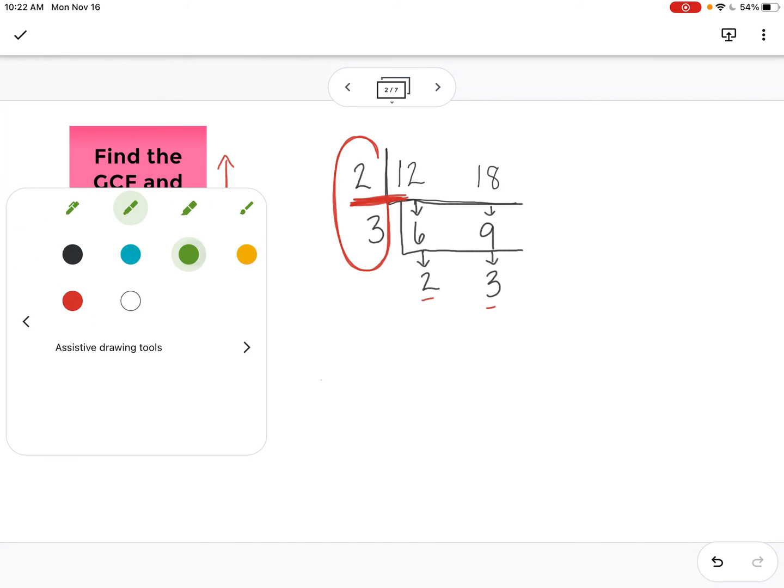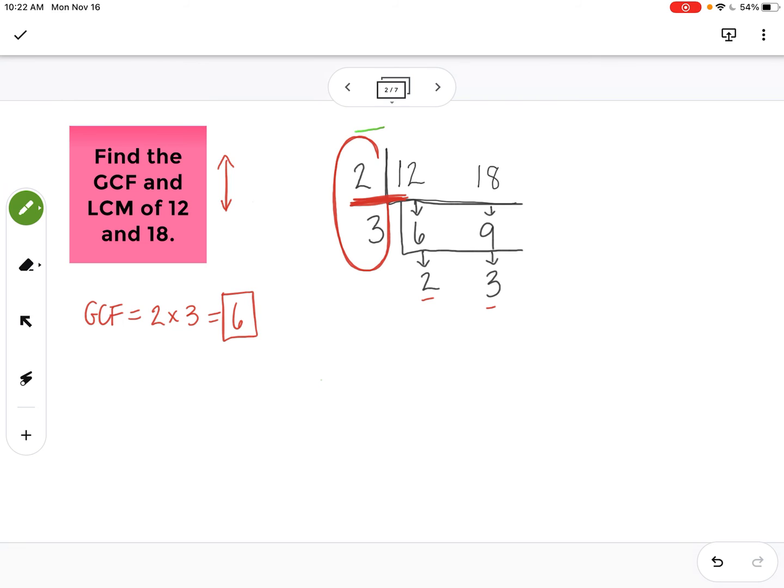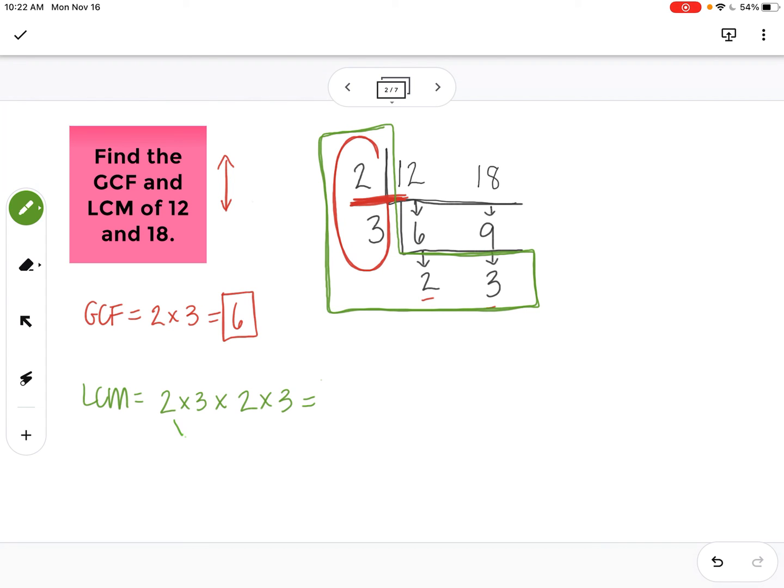And then to find your least common multiple, you make an L, so you go around the vertical and horizontal column. I always make an L so you guys can remember that's your least common multiple. And same thing, you're just going to multiply all those numbers together. So we do 2 times 3 times 2 times 3. And remember, use your calculator as a resource if you need it. I know 2 times 3 is 6, and 2 times 3 is 6. 6 times 6 is going to give me 36. And 36 is going to be my least common multiple.